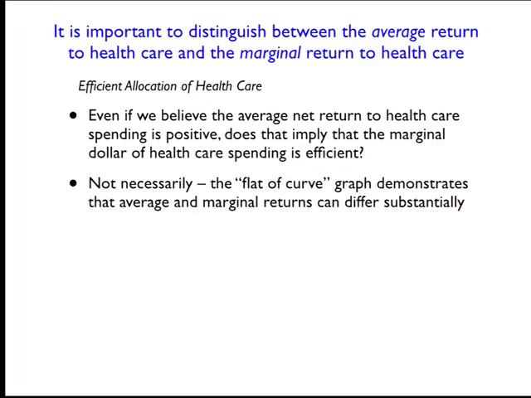So what we're basically saying here is that the average return is potentially pretty high, but that doesn't necessarily mean that the marginal return is high, right? We might still be at a point where it would be more efficient to reduce spending on the margin, even though the average return is positive.